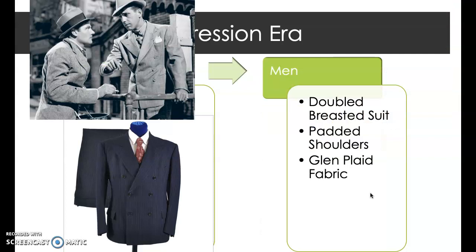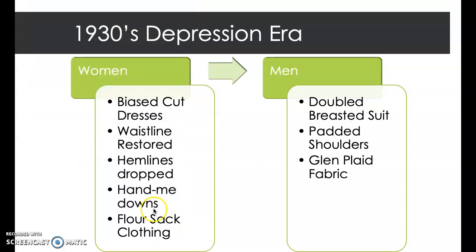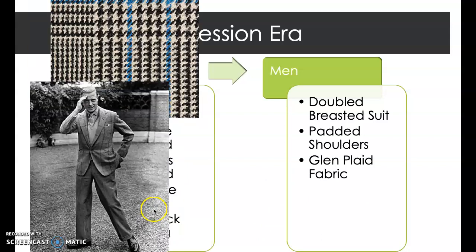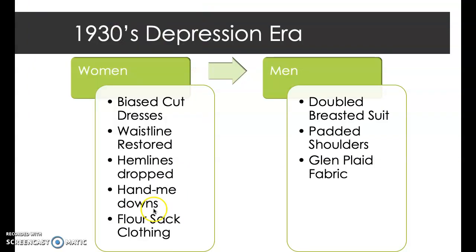For men, the double-breasted suit. So if you remember, double-breasted means there's two rows of buttons on either side and you can button it either way, right or left. And then here's Glen plaid fabric. It became popular for the jacket and the pants to be made out of that.